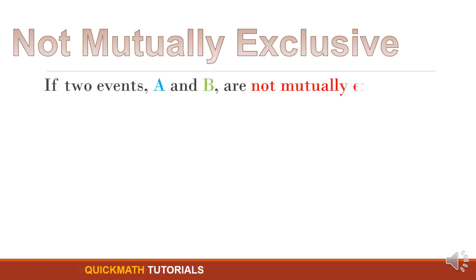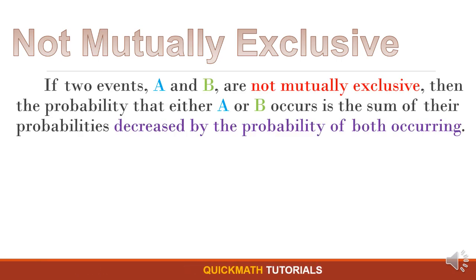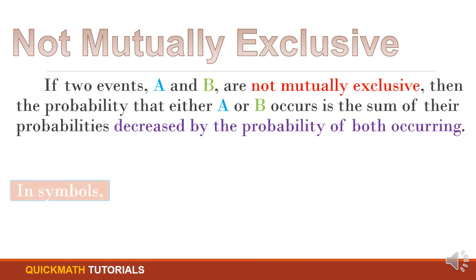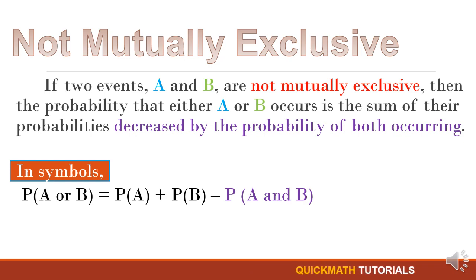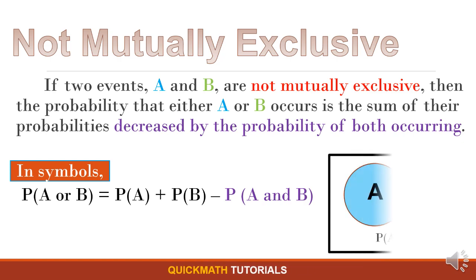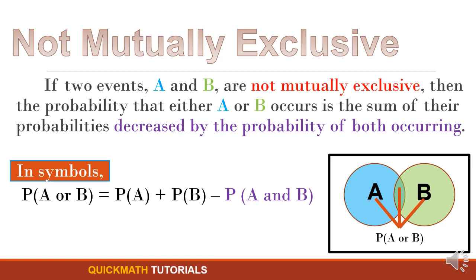And for not mutually exclusive, if two events A and B are not mutually exclusive, then the probability that either A or B occurs is the sum of their probabilities decreased by the probability of both occurring. Or in symbols, we have the probability of A or B, which is equal to the probability of A plus the probability of B minus the probability of A and B. Or it can be represented by a Venn diagram.